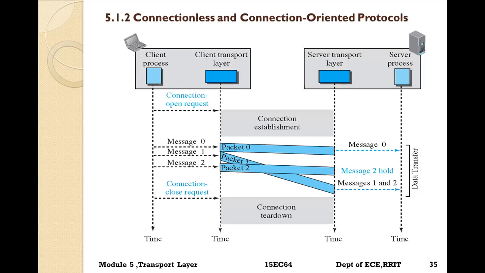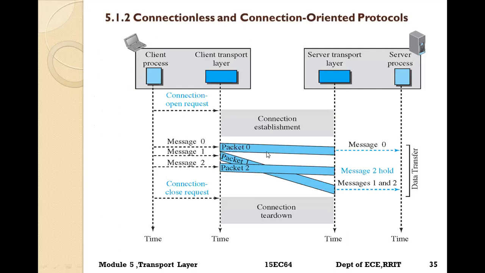You can see here a connection open request from the application layer. You can see in this diagram, and then a connection establishment takes place. Once the connection establishment has taken place, the packets will be coming from the application layer. That is what we call a message. So here the message will be encapsulated into a packet.